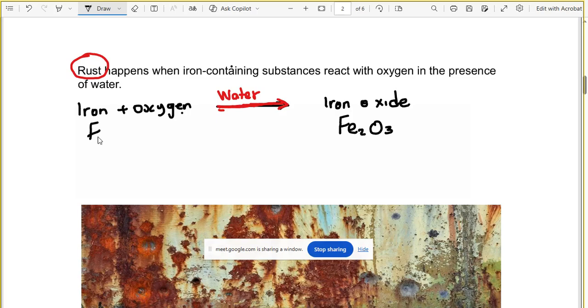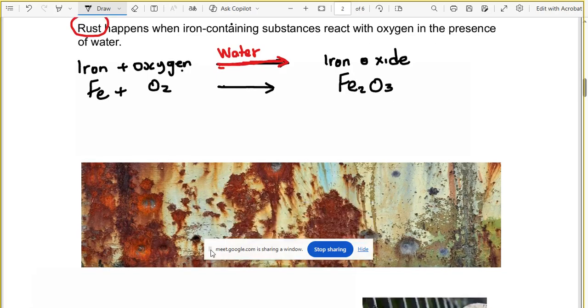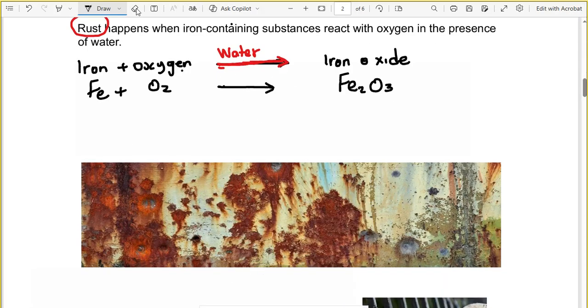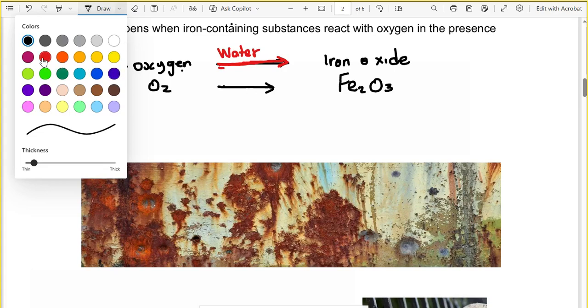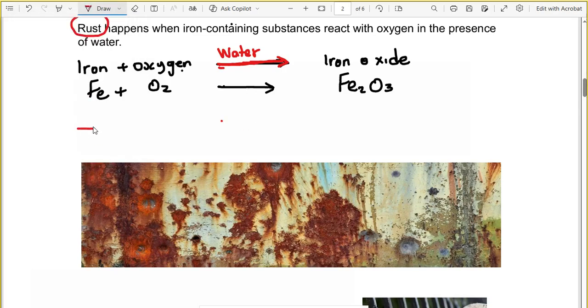So this will be iron with oxygen. So what will they give us? They give us iron oxide, but this one needs water to be present in order for the rust to happen. So now they will need you to explain what rust is. This reaction forms a flaky, orange-brown layer.